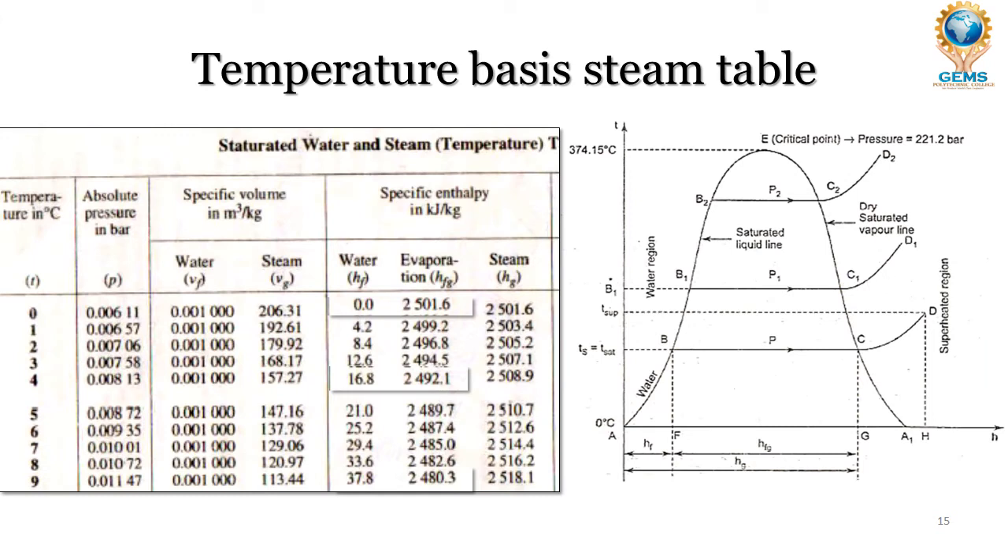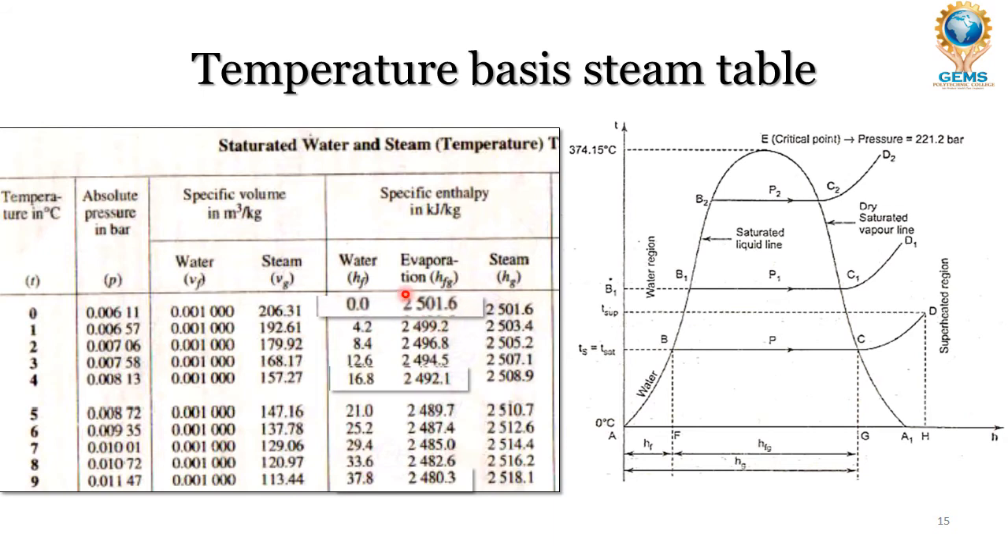In the previous class, part one on steam generation, we looked at the TS diagram or TH diagram, the temperature enthalpy diagram. Now let's see how this graph is drawn with reference to the experimentally collected values from the steam table. The y-axis represents the temperature and the x-axis represents the enthalpy.